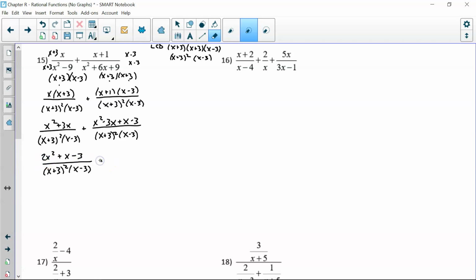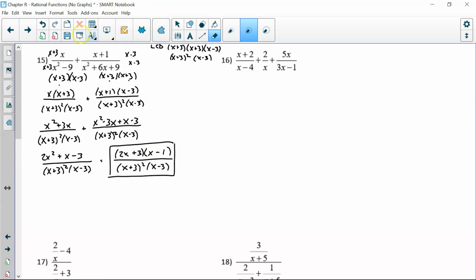Now, if we can factor the numerator, we should factor the numerator. And this is actually factorable. So we're having 2x and an x, and to get that positive 1 and the negative 3, we're going to have minus 1 here and then a plus 3 here. Nothing reduces. This is fully simplified.